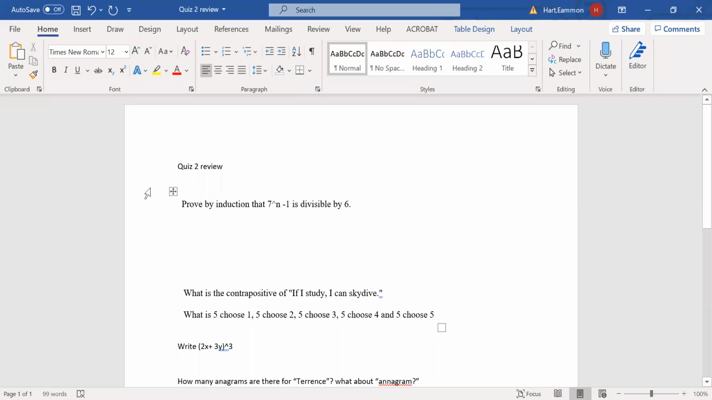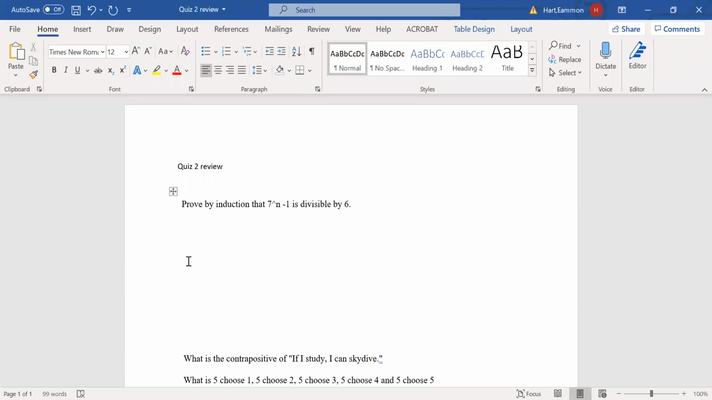Cool. So let's just go through these in order. If you understand all of these proofs and questions, then you should be able to handle the quiz pretty easily.